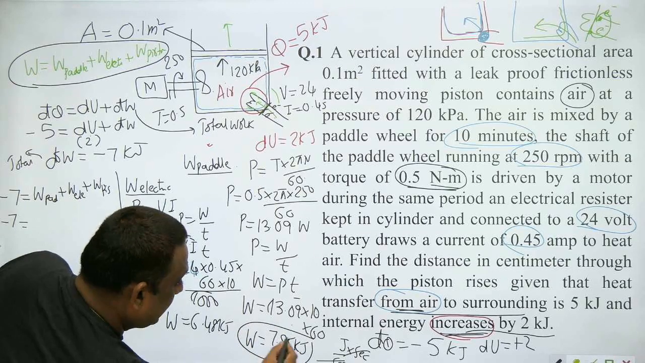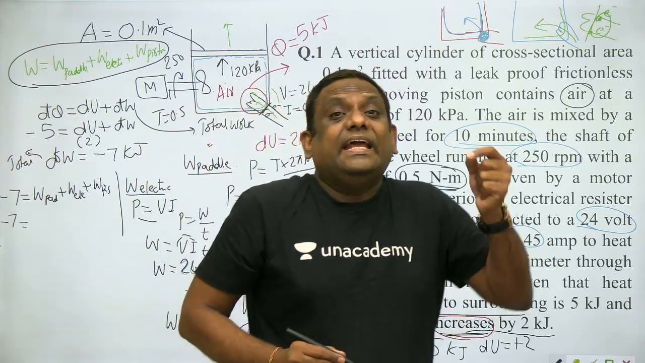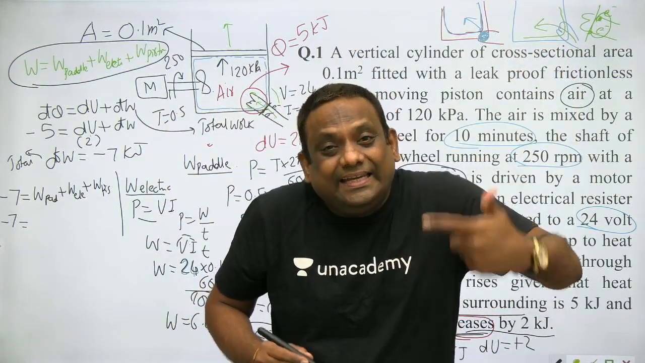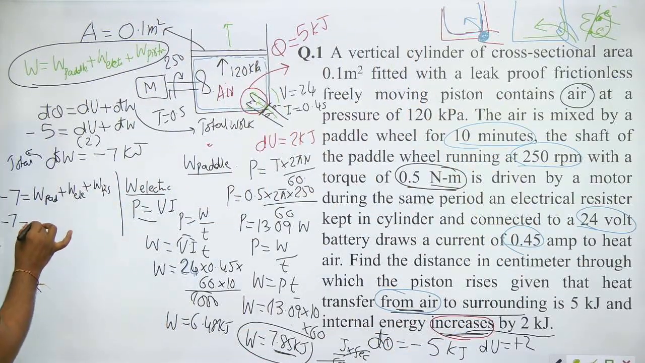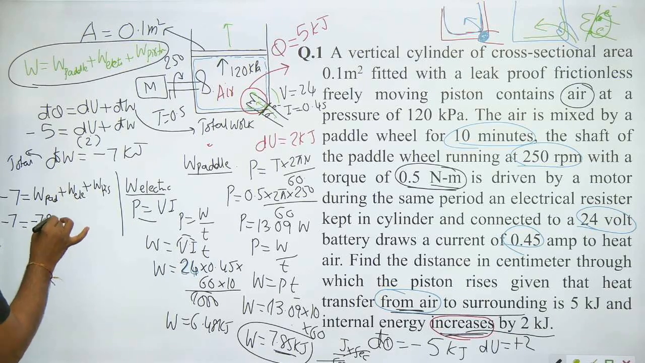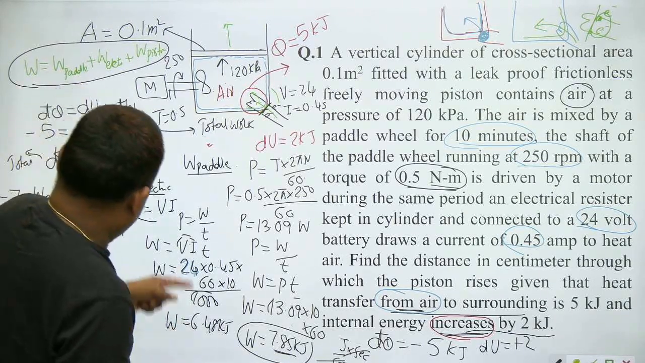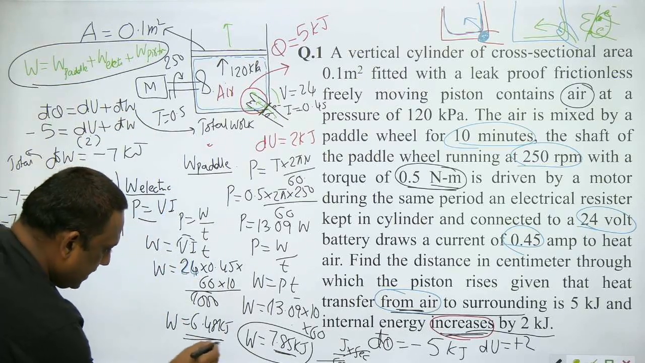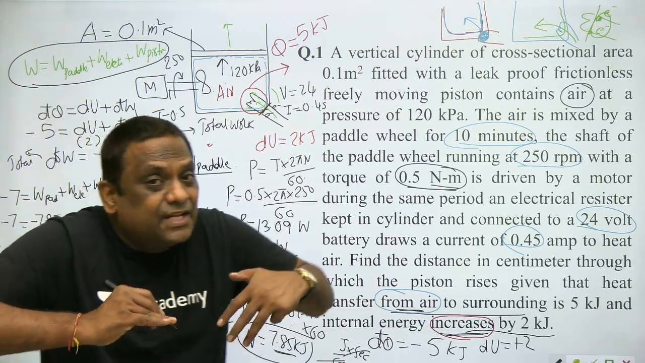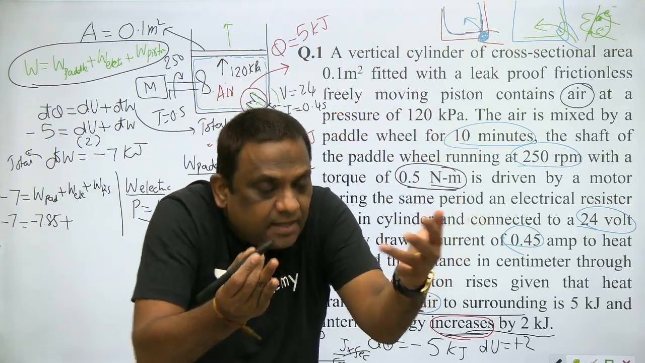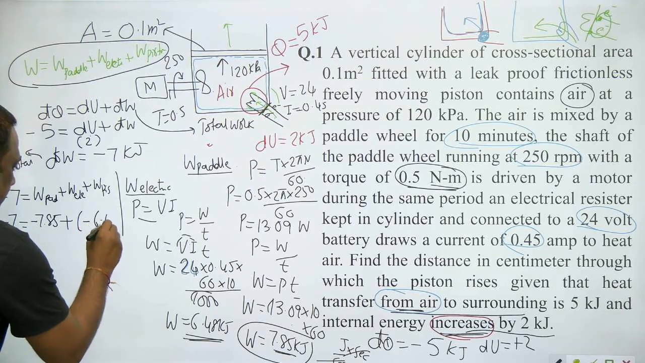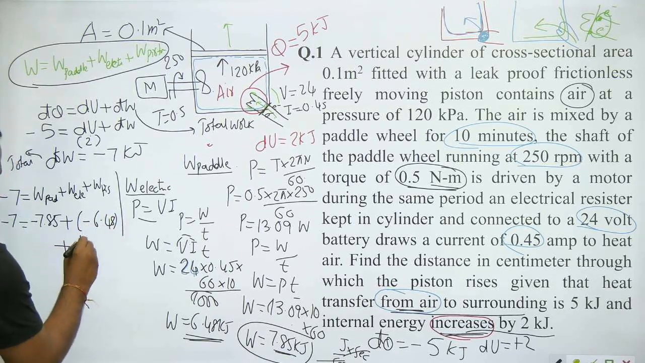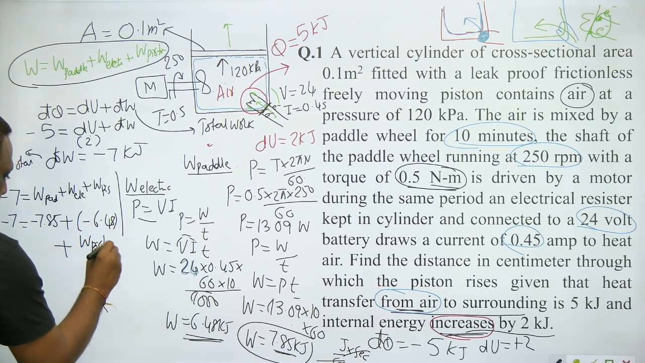Listen, minus 7 is equal to paddle wheel work. What is paddle wheel work? 7.85, but it is negative because it is done on the system. So therefore it is minus 7.85 plus electric work. What is electric work, my dear students? You just calculated it. What is electric work? 6.48, but that energy is also transferred to the system, therefore it is minus. Very important is sign convention. Plus piston work. So you get the piston work.